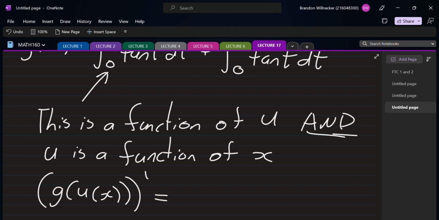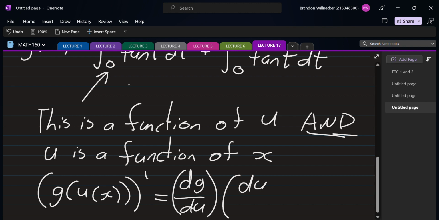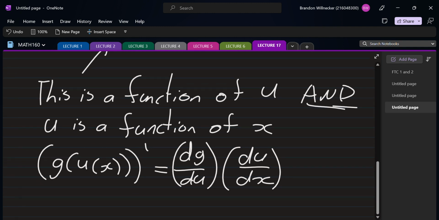So it will be dg by du, because that's the first bit, and then du by dx, because that's the second bit. If x was a function of something else, then you would have that third term. Okay, so that's the chain rule. Is that all right? Good.